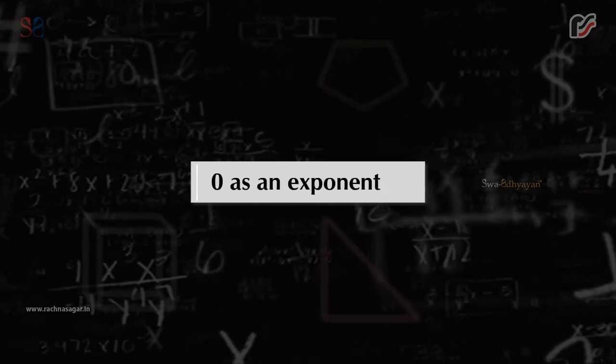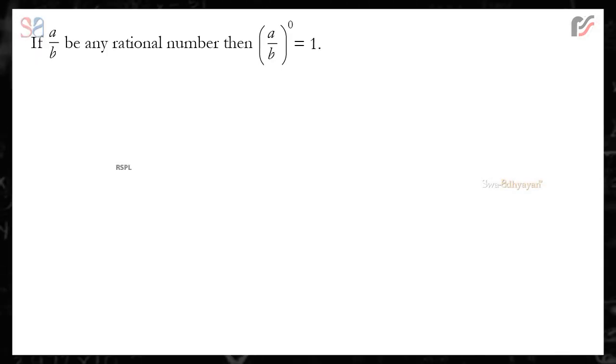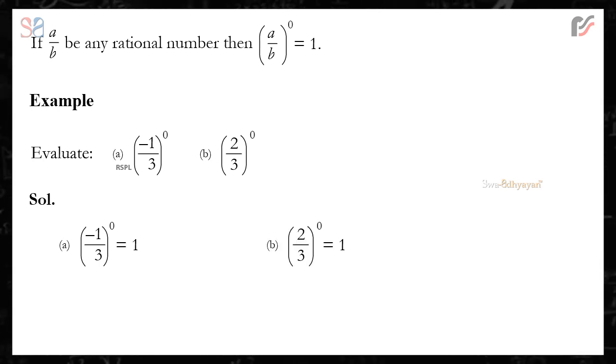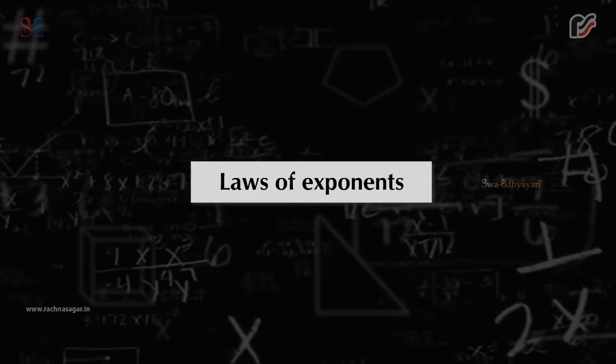0 as an exponent. If a by b be any rational number, then a by b whole raised to power 0 is equal to 1. Example, evaluate a, minus 1 by 3 whole raised to power 0, b, 2 by 3 whole raised to power 0. Solution, a, minus 1 by 3 whole raised to power 0 is equal to 1, b, 2 by 3 whole raised to power 0 is equal to 1. Laws of exponents.